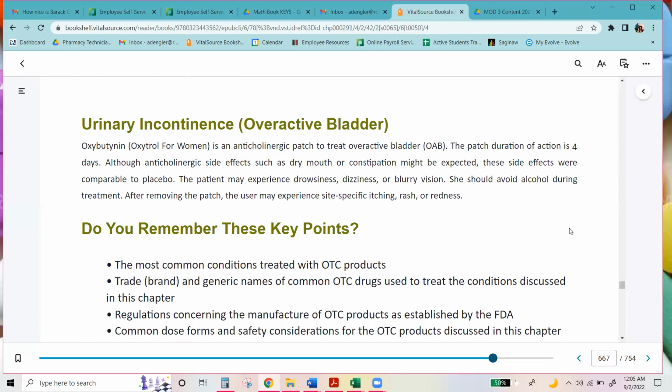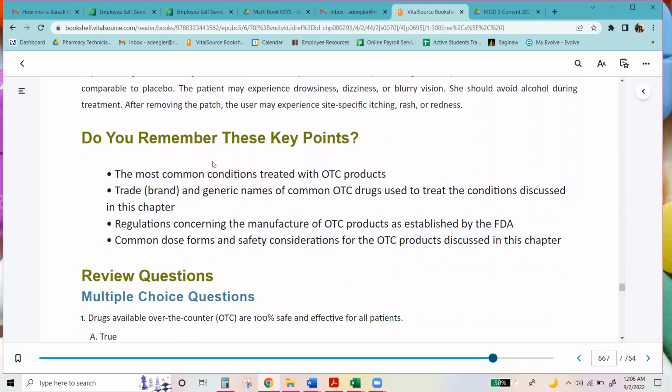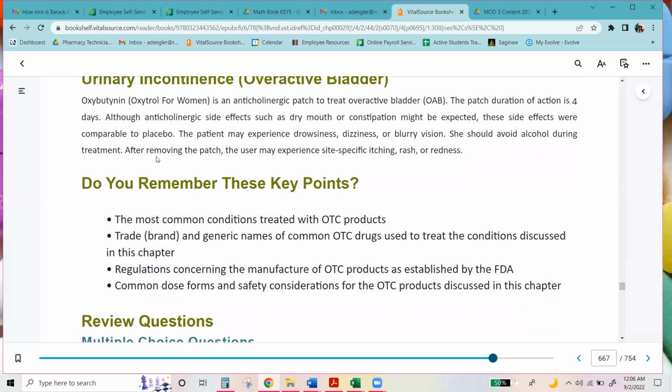The patch duration of action is 4 days, meaning it's going to work 4 days, be on the patient for 4 days. And then, of course, side effects like dry mouth, constipation, drowsiness, dizziness, or blurred vision, and they should avoid alcohol during treatment. After removing the patch, they might have some site-specific itching or redness. And make sure you review the key points before you're done with the chapter, and make sure that you understand all of the terms and definitions.